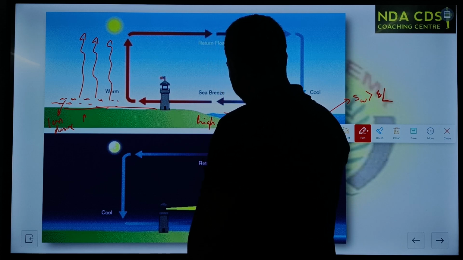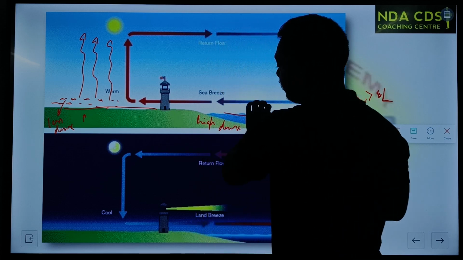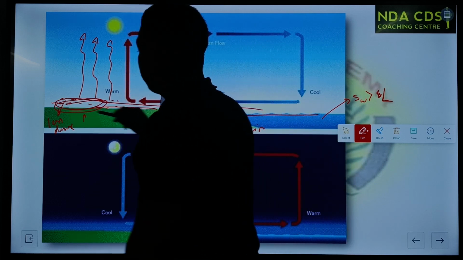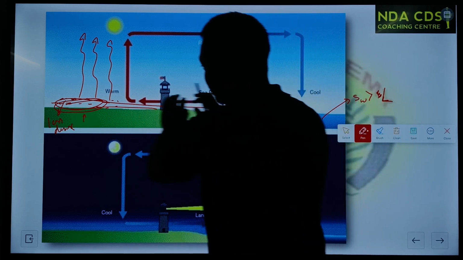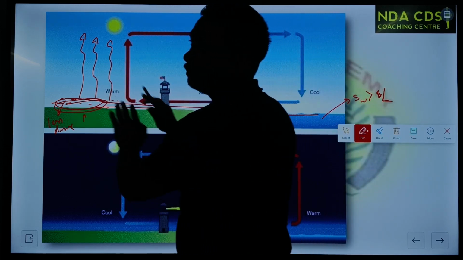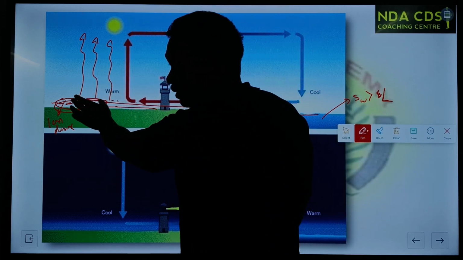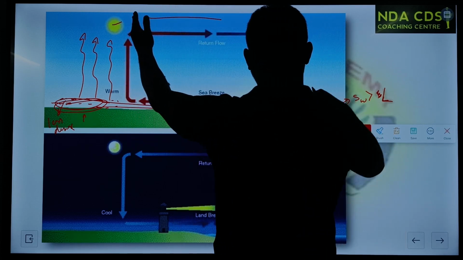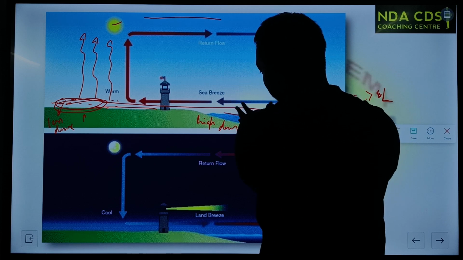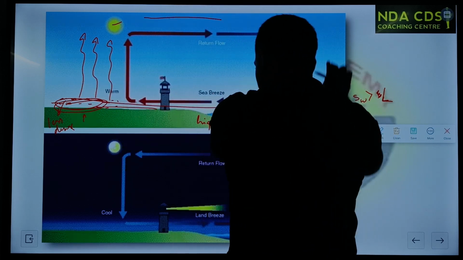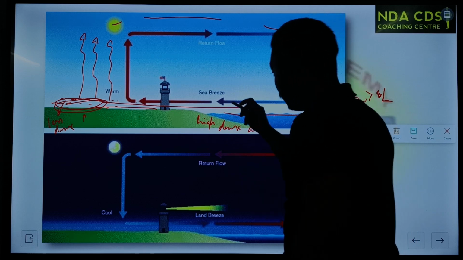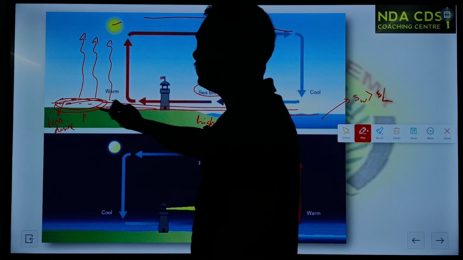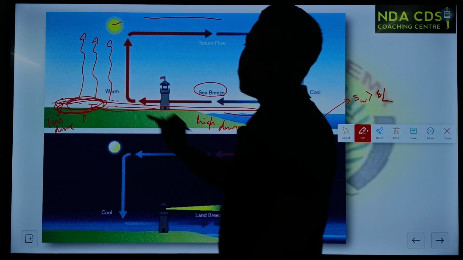The high dense air from the sea will take its place. Understood? The high dense air from the sea will now take its place, and then this cycle will keep on going on. Garmi ho raha hai land, the moisture and everything will go up, and then it will go towards this direction. The high dense air will take its place, and then the cycle will keep on continuing. This is what we call sea breeze. The cold air that is coming from the sea to fill up this position. Okay, this is what sea breeze is.